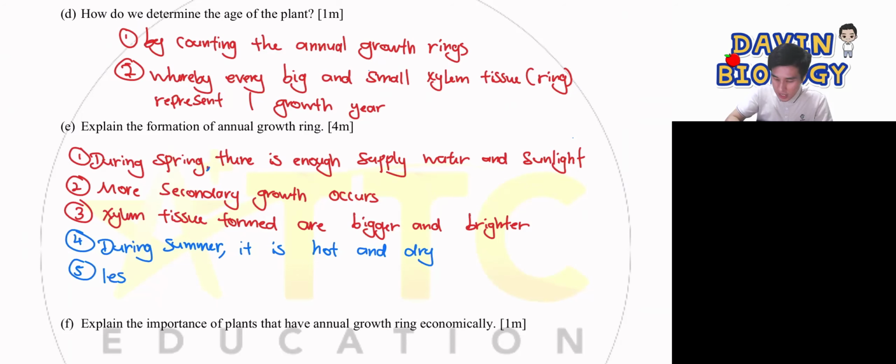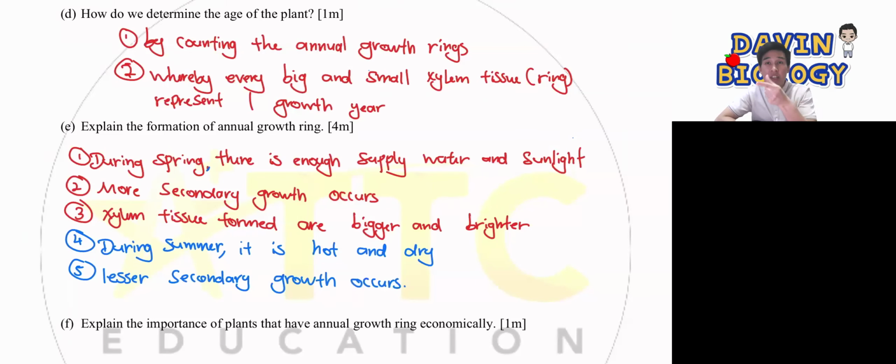So there will be lesser secondary growth. There will be growth, but it'll be lesser because there's not much water. So therefore, since there's not much secondary growth, it'll be thinner. But not just thinner, the color will be darker due to lesser water. Understand? So opposite already, the xylem vessels or tissues formed are smaller and darker.